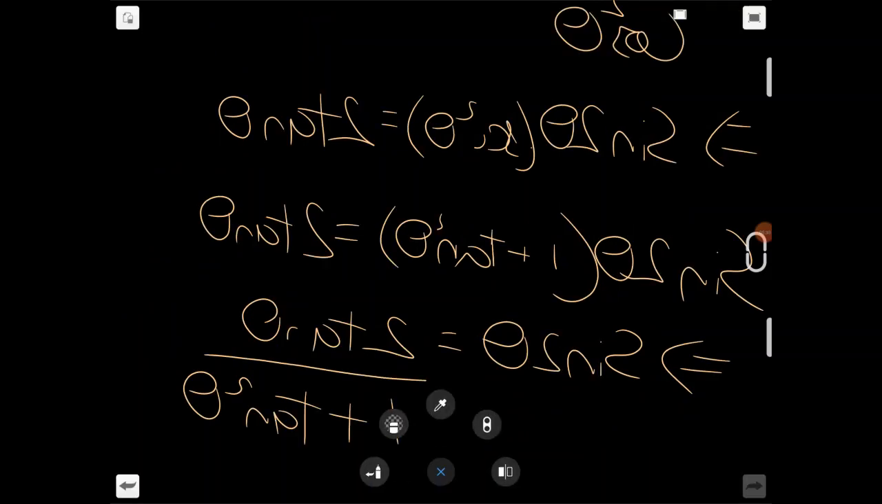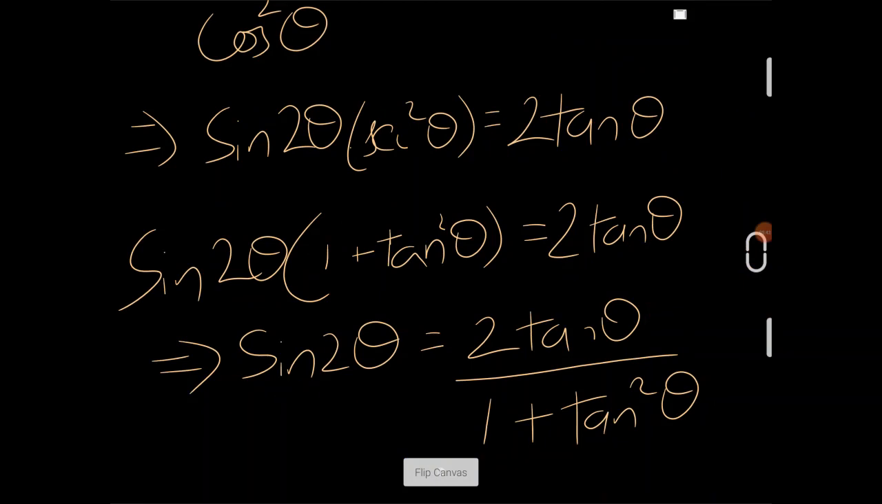Oh man, what happened to my screen? Okay, so sometimes my screen plays with me. Okay, so sin 2 theta is equal to 2 tan theta divided by 1 plus tan square theta.